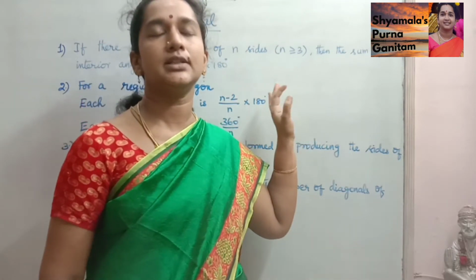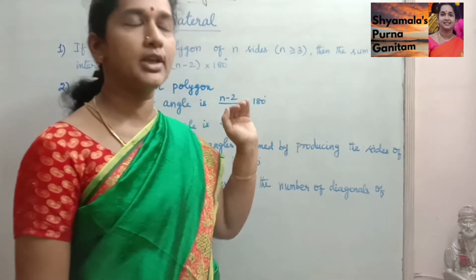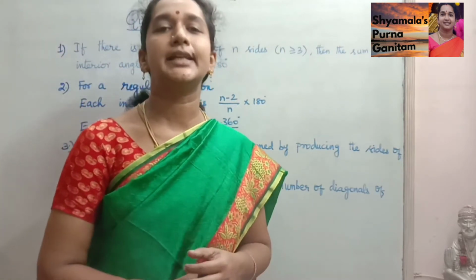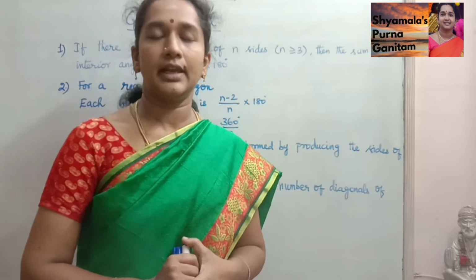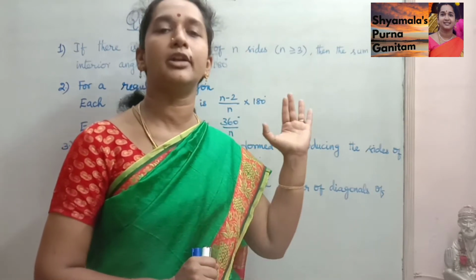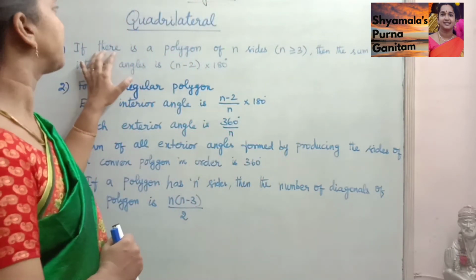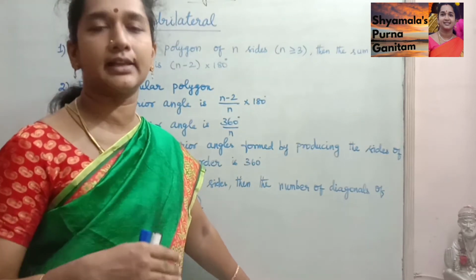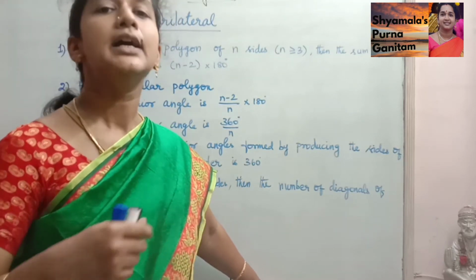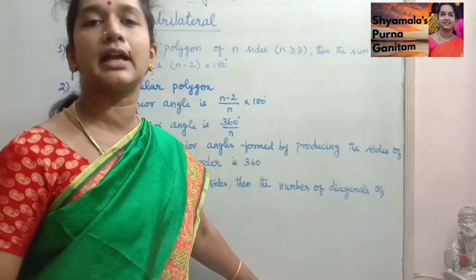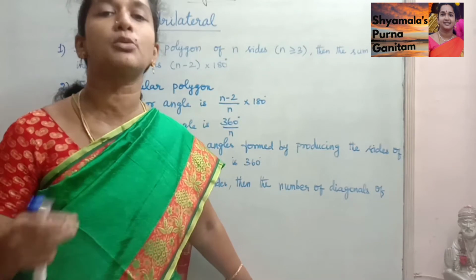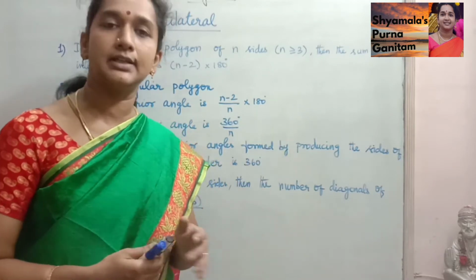That is the topic on quadrilaterals. So what is a quadrilateral? Any four-sided polygon we say is a quadrilateral. In this, there are a few properties regarding their angles, their diagonals, the number of sides, and the exterior angle and interior angle. For all those things, there are general formulas we will use, so we will discuss that now.